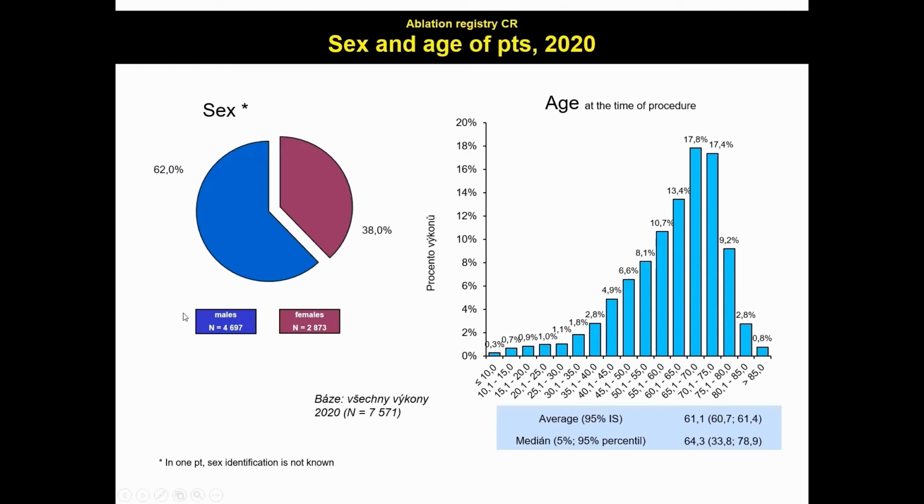62% of all ablations are done in the male population and 38% in the female population. You can see there is an asterisk on one patient, whose sex identification is not known, and maybe the number of such cases will increase in the future. The average age of our patients is 61 years, and the median age is 64 years. The greatest number of ablations is done in patients between 60 and 75 years of age.